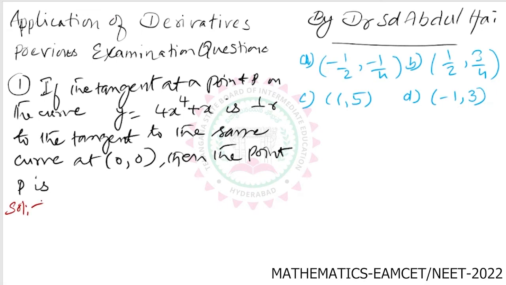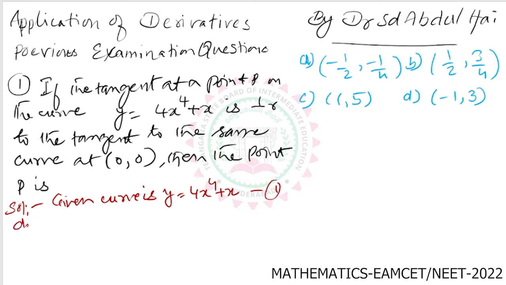So, first of all, what I have to do? I have to find the slope of the first curve as well as the slope of the second curve, isn't it? Now I am doing the same thing. Given curve is y is equal to 4x4 plus x. This is my first equation.